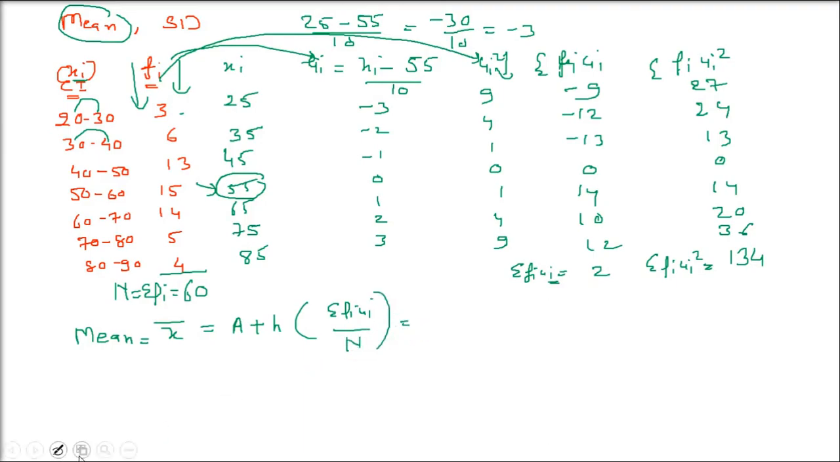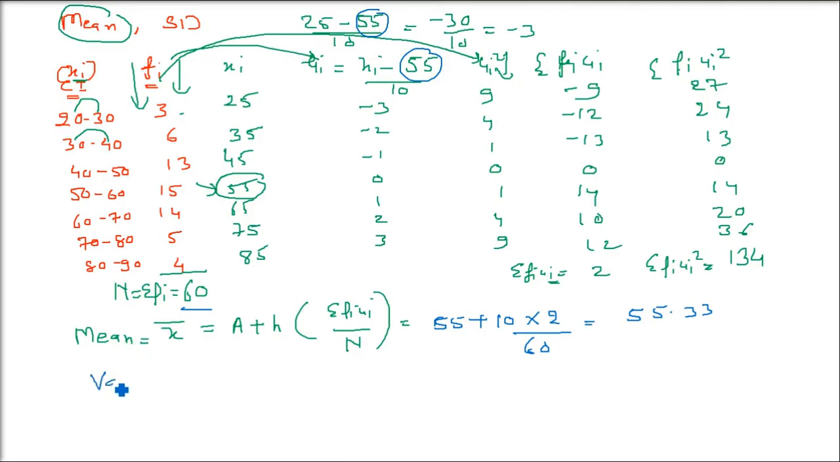So what we will do, let me change it, because the calculation is done. The assumed mean you have taken is 55, the middle of the third column. 55 plus h, which is 30 minus 20, so h is 10. Sigma fi ui you can take from here, 2, and capital N is sigma fi, which is 60 here. So this comes to 55.33.